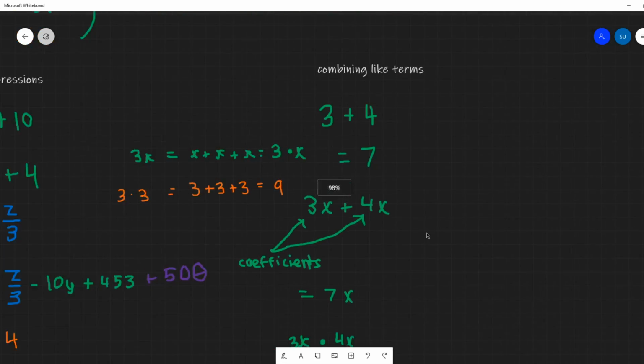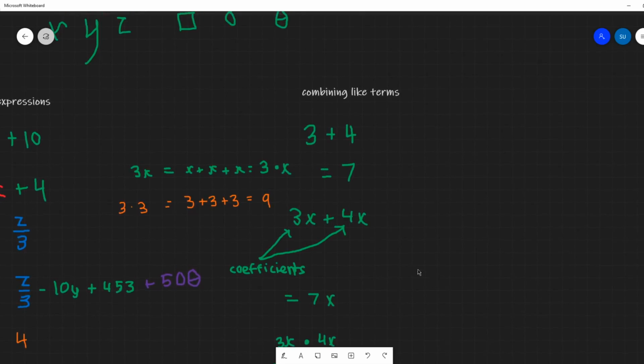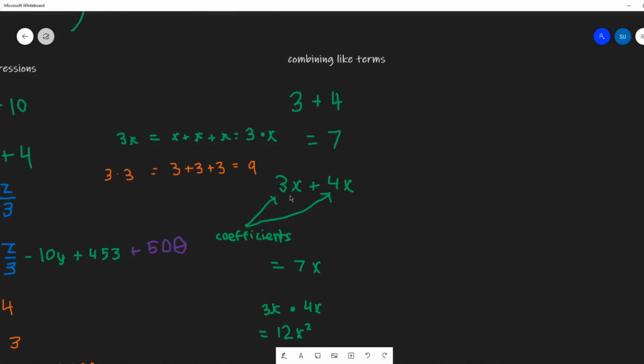So that is combining like terms, basically. Because both of these numbers have an x in them, they can be combined using their coefficients, and that's what combining like terms is.